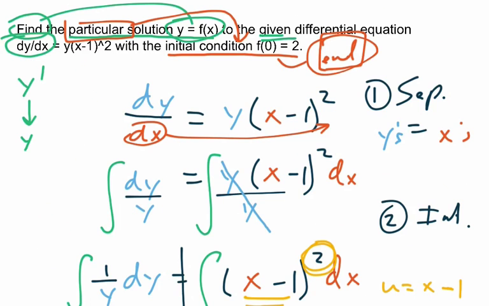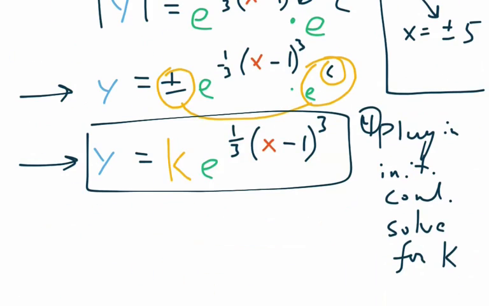Notice over here that we have an x and a y. x is 0 because it's in the f of x, and y is 2. So we're going to plug in 0 for x and 2 for y. So 2 equals k e to the 1/3 times (0 minus 1) cubed. Cool. Now we're going to solve for k.